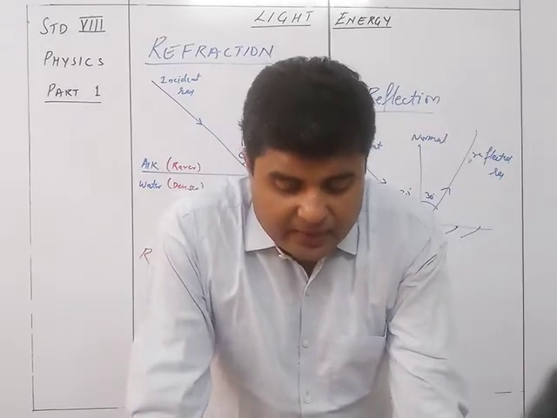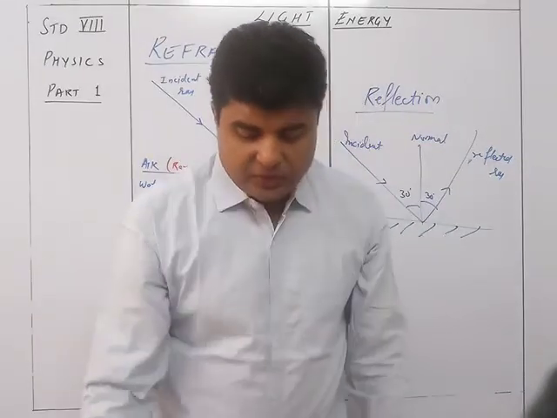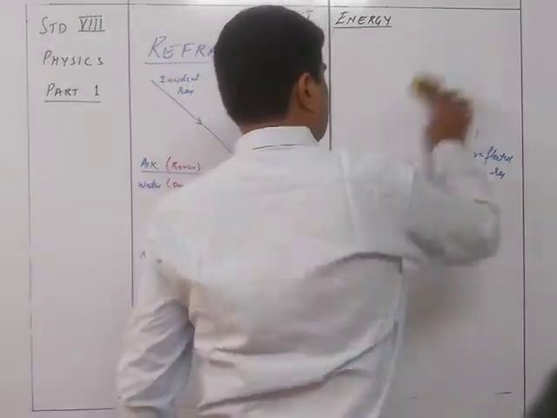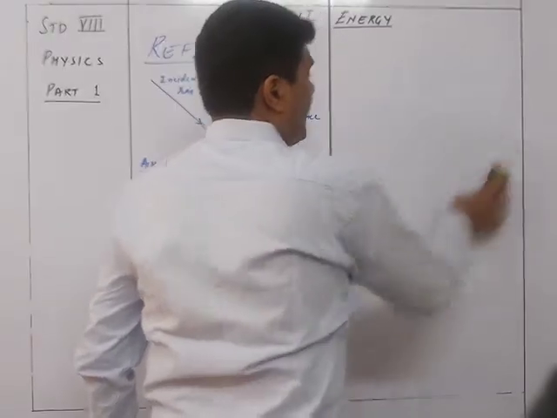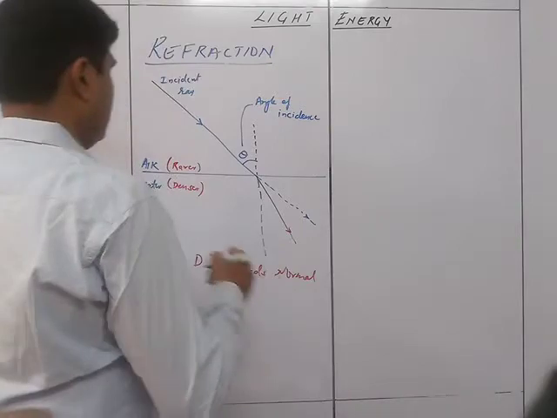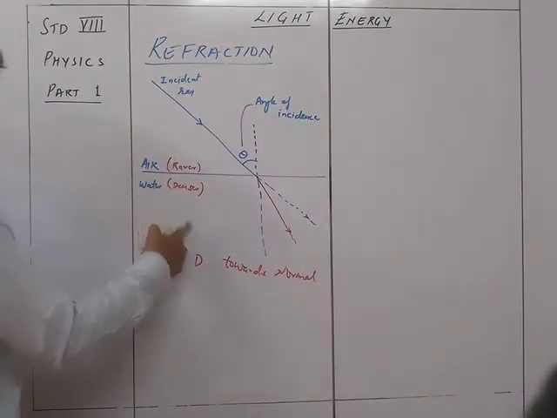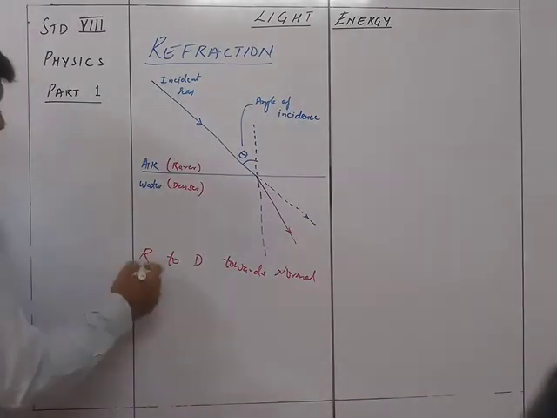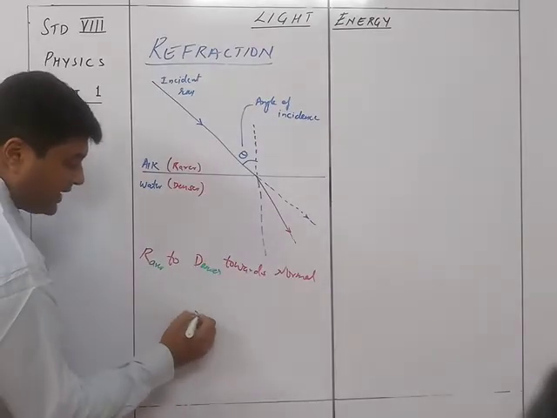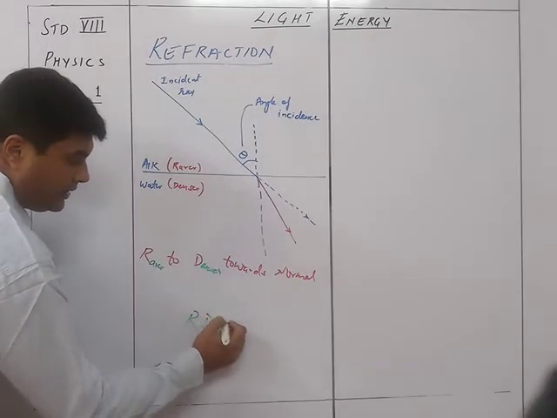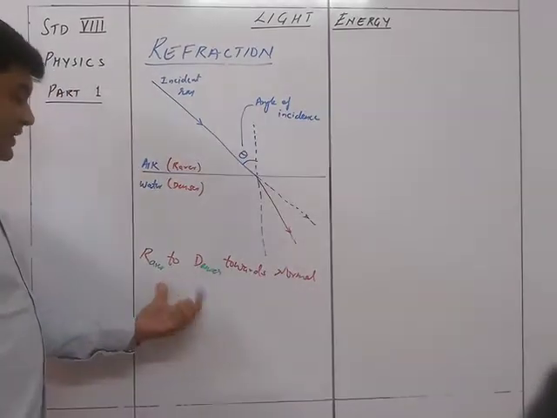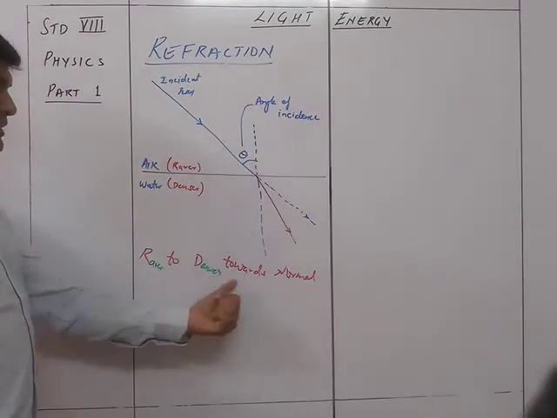So it is seen experimentally that if the ray of light is going to pass from a rarer medium to a denser medium, it is going to go towards the normal. So from rarer to denser, that is R D, towards the normal. Okay, so that is rarer to denser towards the normal.